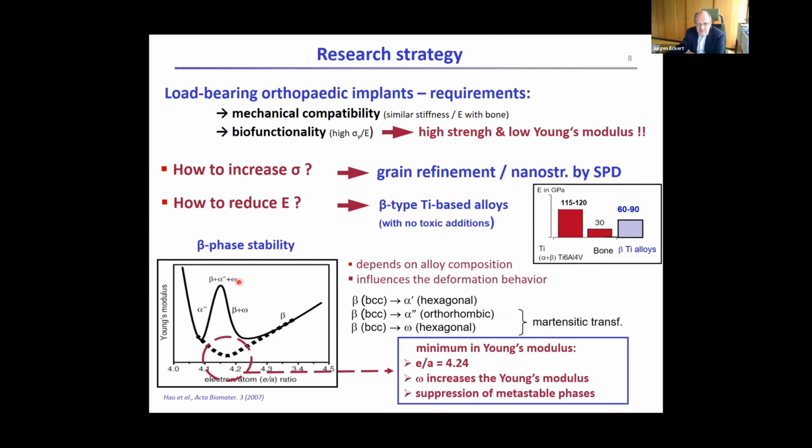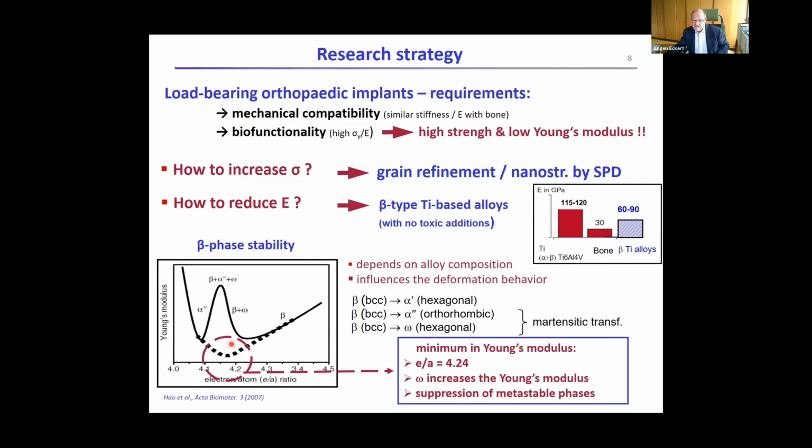There are, of course, already some other phases that may come into the game. So it's kind of omega phase, or a martensitic alpha double prime phase with different crystal structures. And without going into the details, these additional phases are on one end desirable because they may increase the strength, but on the other hand, they typically induce embrittlement, which is of course not beneficial for implant materials. And on the other hand, they also increase Young's modulus. So what you would like to have is ideally something that is purely beta phase.